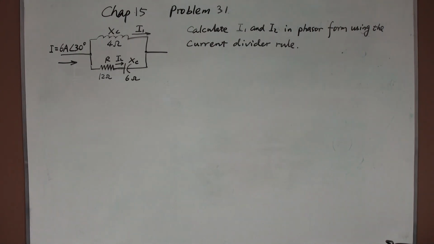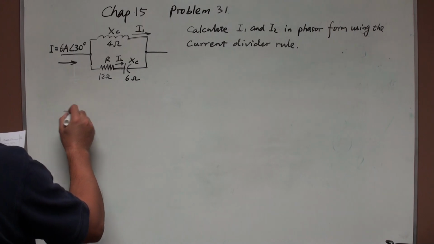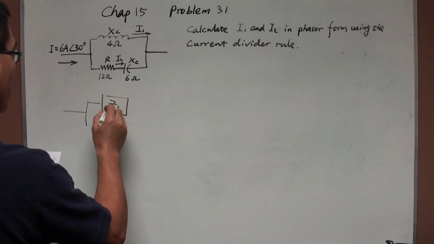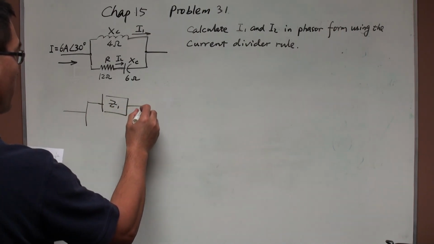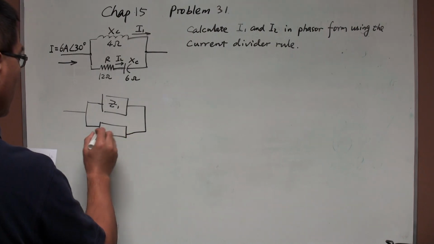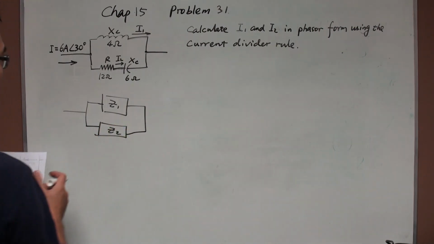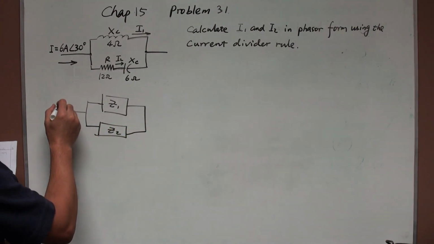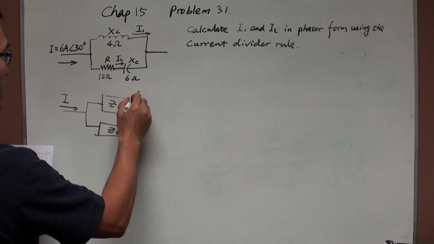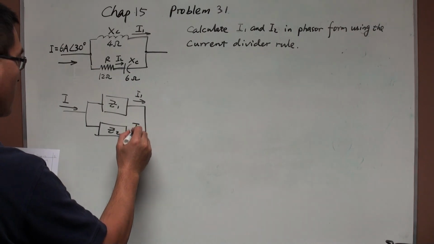For our convenience, we want to convert this into two branches with impedance boxes. So we can do it like this. For the first branch, we just use Z1 as an impedance box, and for the second branch, we also use an impedance box. We use Z2. Again, this is the current, this is I1, and this is I2.